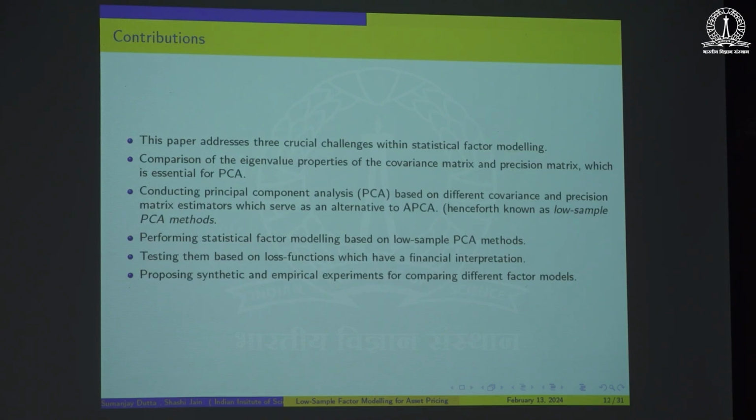This paper addresses three crucial challenges. We compare eigenvalue properties of the covariance matrix and the precision matrix, which is quite simple. Apart from that, we try to compare the PCAs that we develop based on shrinkage and GGM based methods as an alternative to the asymptotic PCA. We do synthetic and empirical experiments.